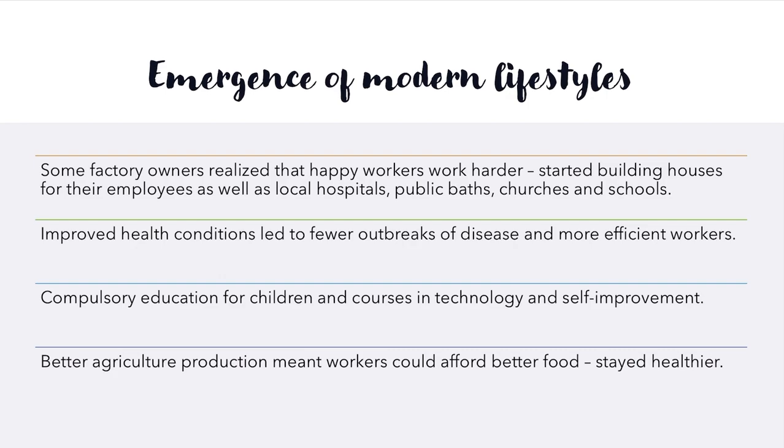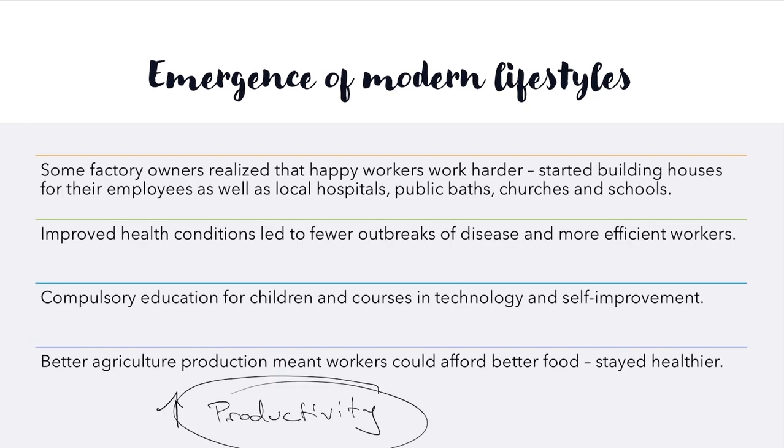Compulsory education, courses in technology and self-improvement, and better agricultural production meant workers could afford better food. Now, I want you to stay vigilant here and know that a lot of these things were motivated by self-interest, because at the end of the day, productivity was what it was all about. If people were healthier, they could work longer. If people were fed more, they can work longer. If children were educated, they can work longer and do it more efficiently as well. So just keep in mind what people's motivations are during this time.